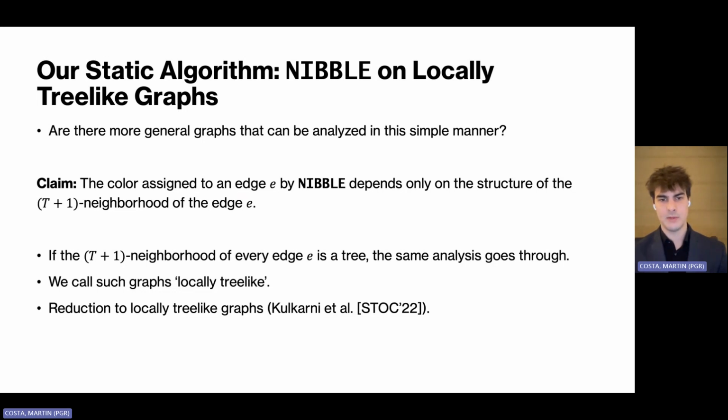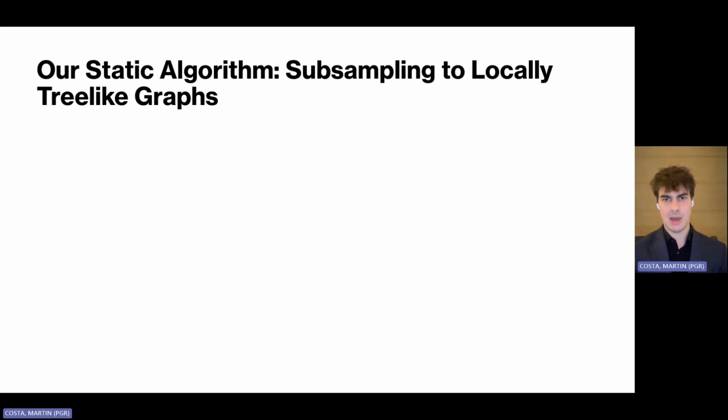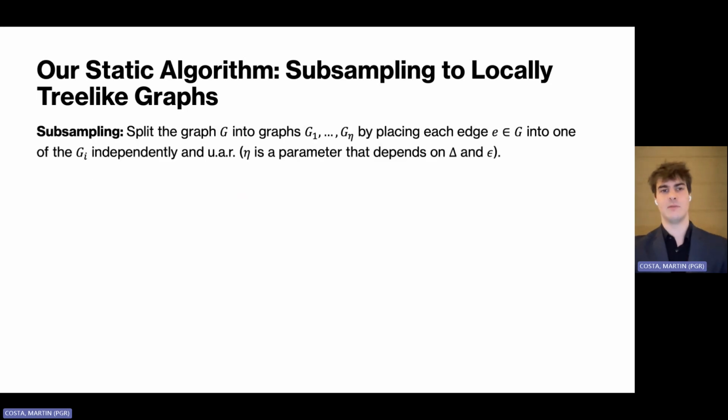And in particular, there is a reduction by Kulkarni et al. from STOC 22, which basically shows that it is indeed possible to reduce to such graphs. So how does this reduction work? It uses a subsampling technique, which is very simple. The idea is that we have some graph G, and we basically just take all of the edges in this graph G, and we just put them in eta different buckets, uniformly at random and independently. And this just defines some eta different graphs.